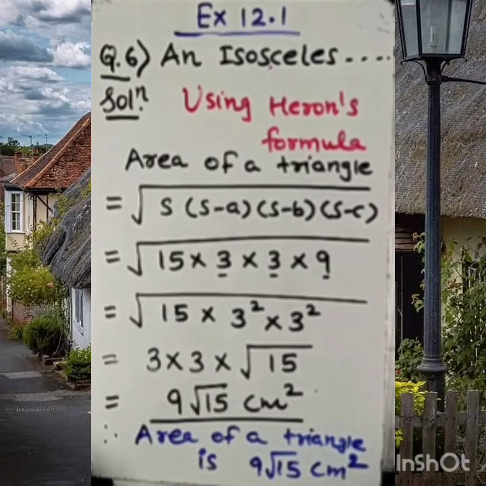Here the exercise 12.1 is over, which is quite easy. Only you need to learn Heron's formula nicely and how to find the semi-perimeter. The rest of the exercise is quite easy. Just practice it again and again.